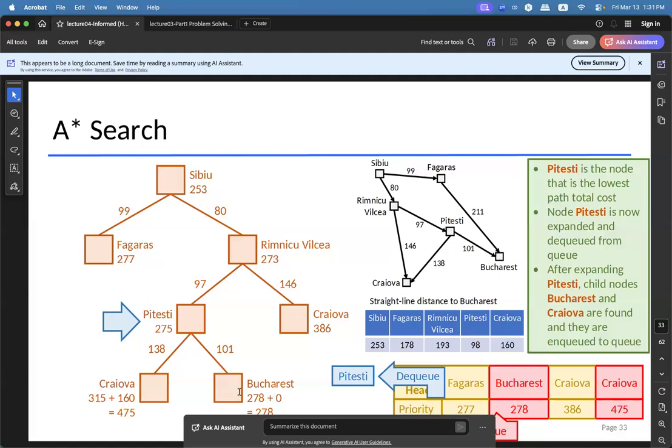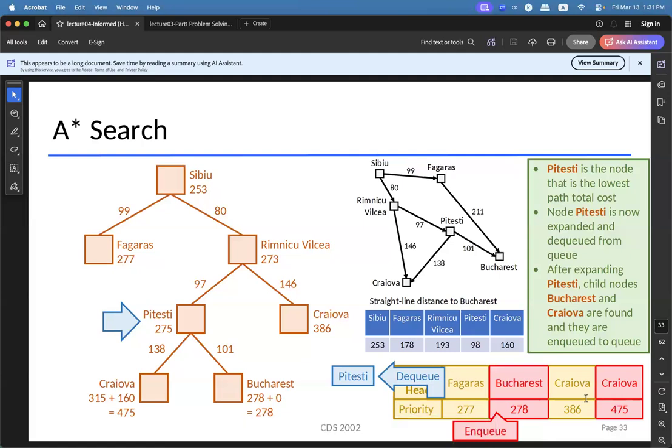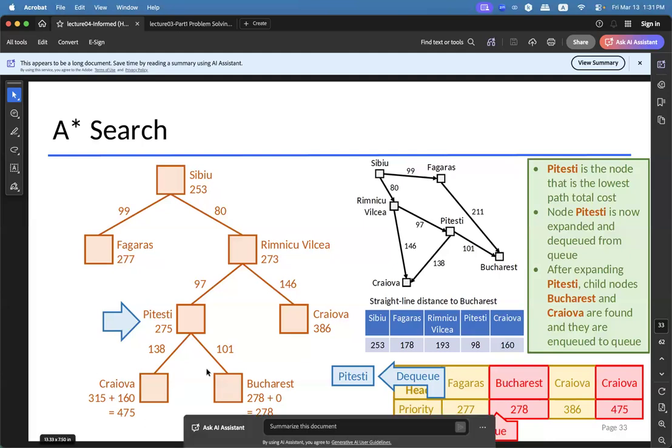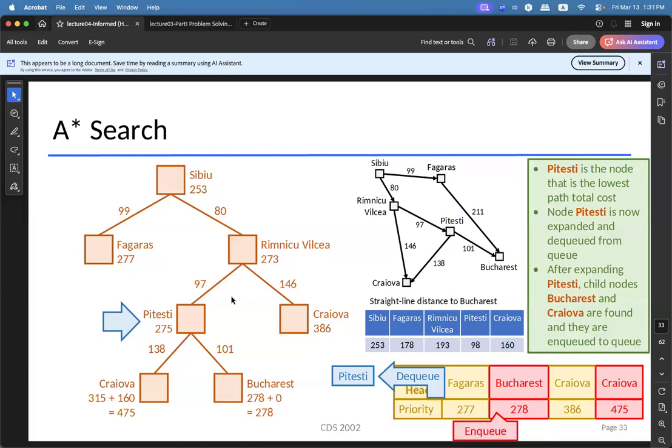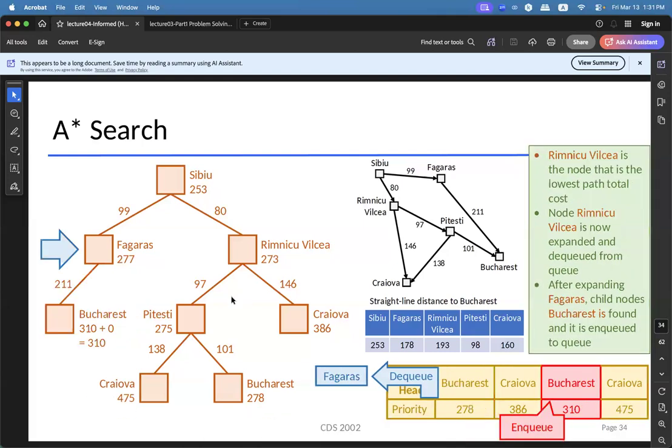And you may find that the priority queue is having two Canberra entries, and that's normal because those two are referring to two Canberra nodes in the search tree. So it is normal. And of course, Fagaras is being expanded because it has the lowest priority value.